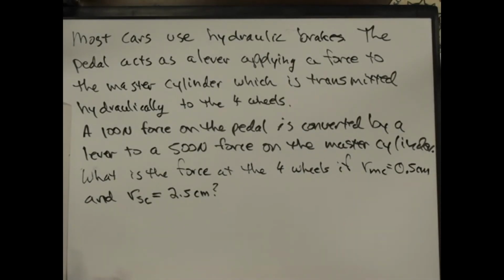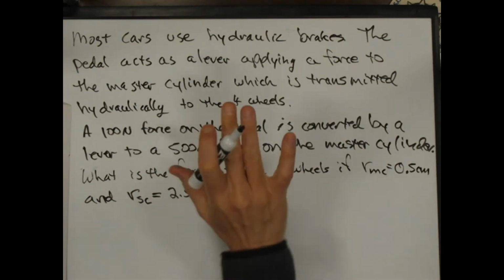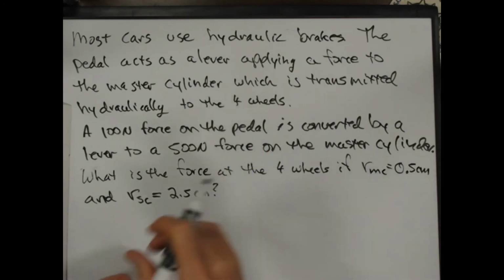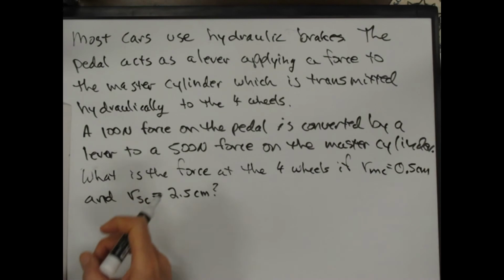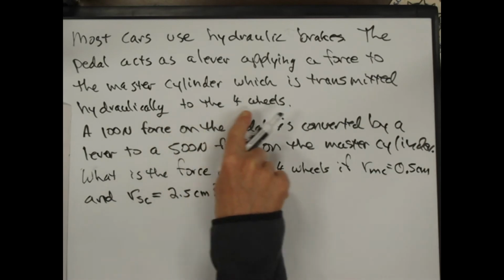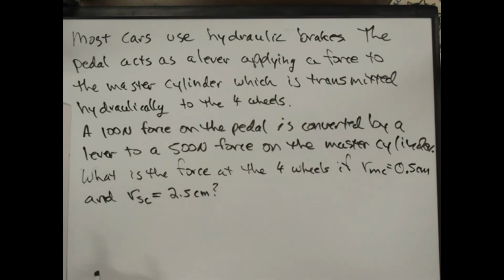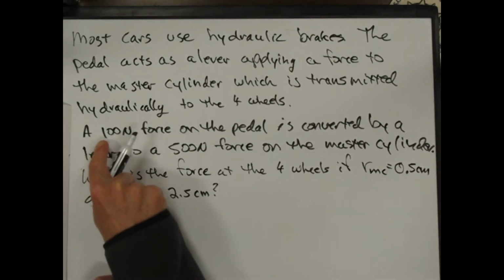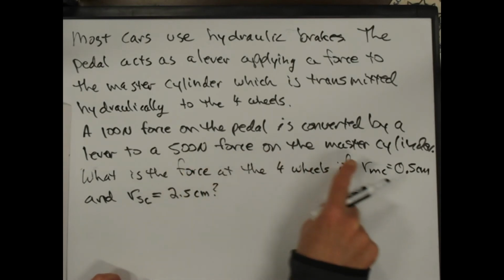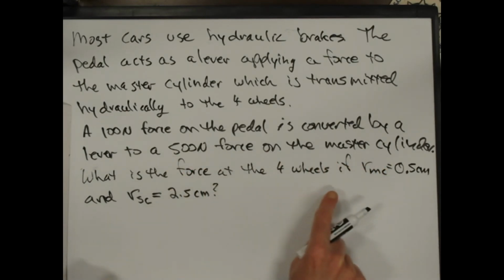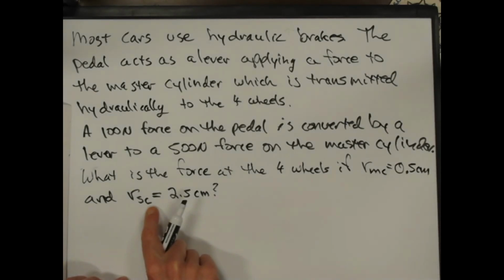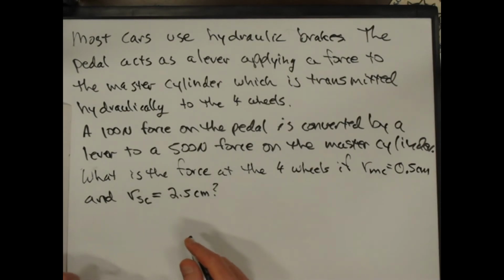Most cars use hydraulic brakes. The pedal acts as a lever. When you press your foot on the pedal, that's actually a lever that's applying a force to a master cylinder. It's the small cylinder that we apply the force to. That's called the master cylinder in your car. This force is then transmitted to the wheels by a hydraulic system, as we talked about in the last example. So in this example, a 100 Newton force on the pedal is converted by the pedal lever to a 500 Newton force on the master cylinder. What is the force at the four wheels if the radius of the master cylinder is 0.5 centimeters and the radius of the slave cylinder, the ones at the wheels, is 2.5 centimeters?